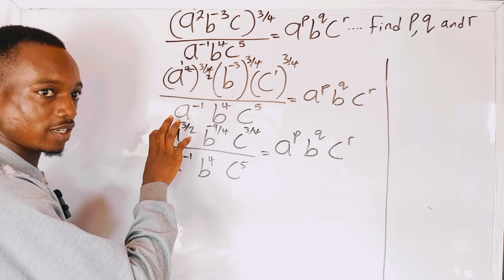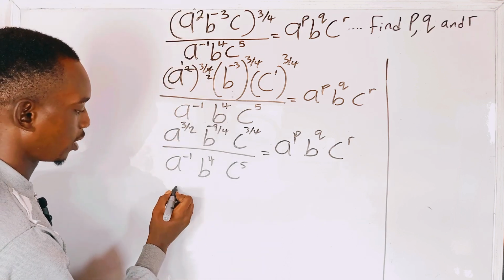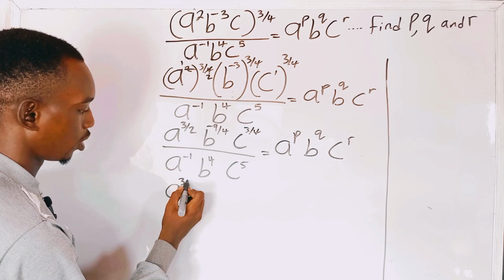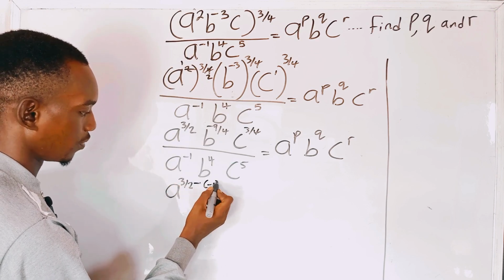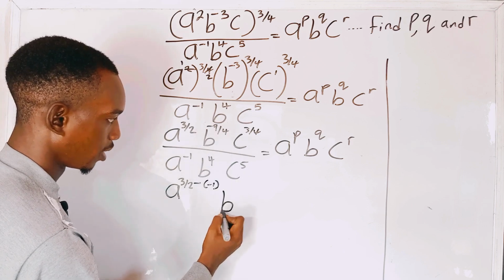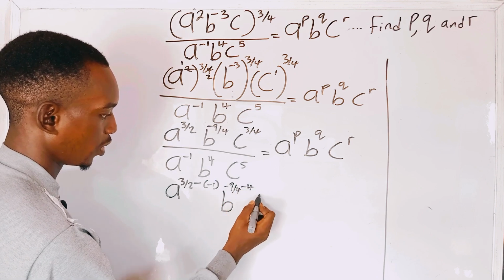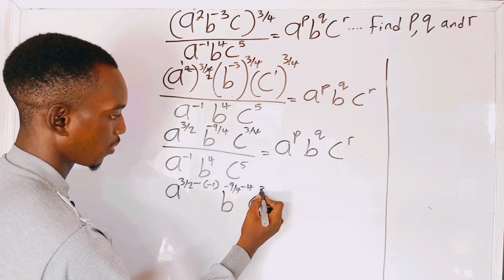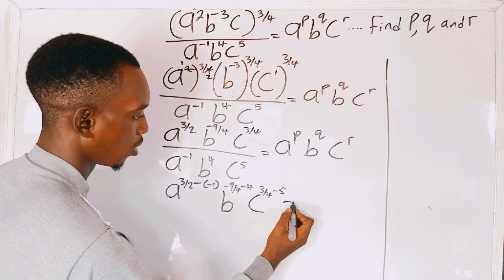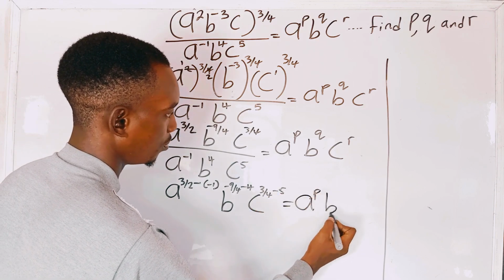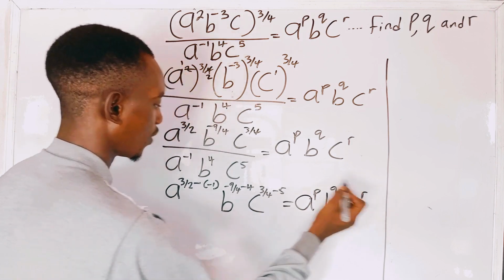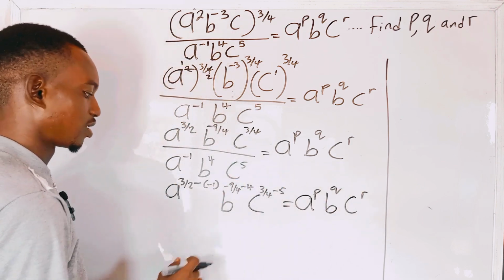So we're going to divide these two. We're going to pick one A, one base. Then we have 3 over 2 minus negative 1. We pick one B. Then we have negative 9 over 4 minus 4. Then we pick one C. We have 3 over 4 minus 5, equals A to the power of P, B to the power of Q, C to the power of R. Okay, so let's simplify this.